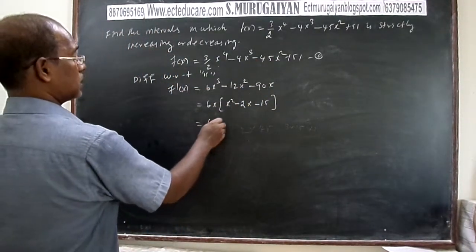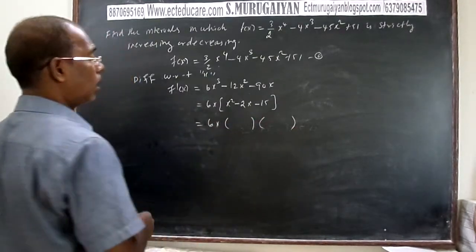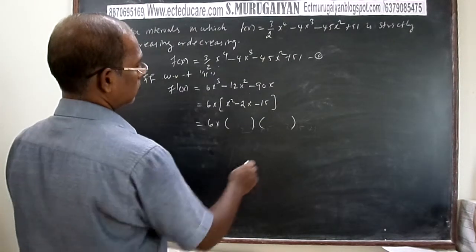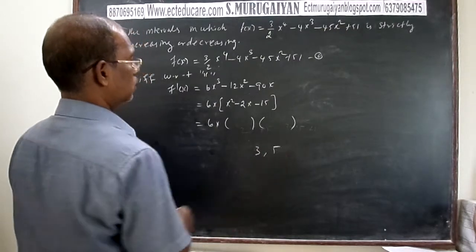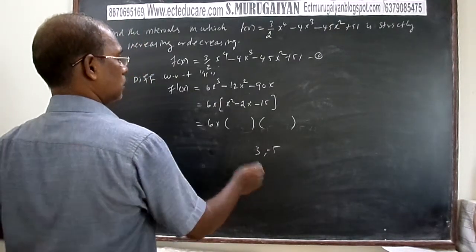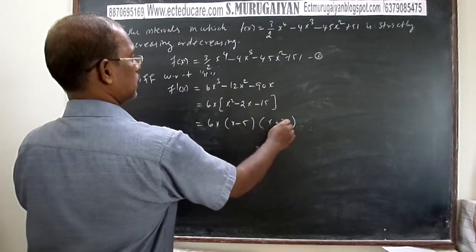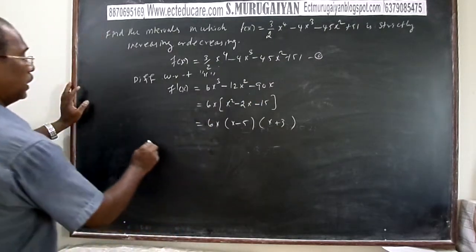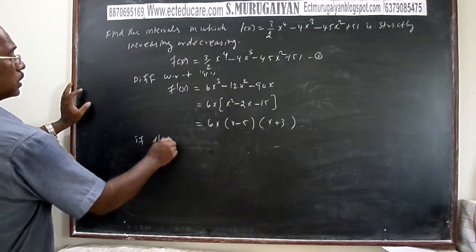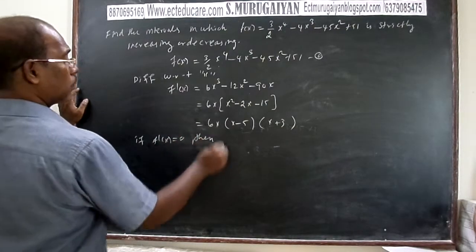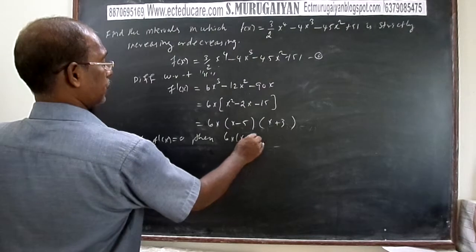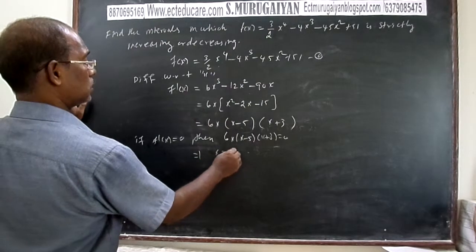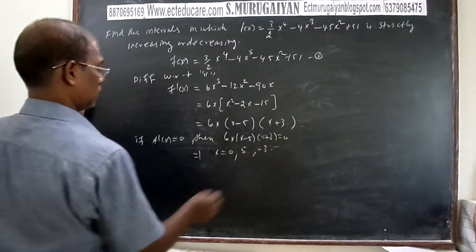On further factorization, 6x, the product is 15 and 3, 5, the sum is minus 2. So x minus 5 and x plus 3 will give the quadratic factor x square minus 2x minus 15. If f dash of x equal to 0, then 6x into x minus 5 into x plus 3 equal to 0. This implies x equal to 0, 5 and minus 3.